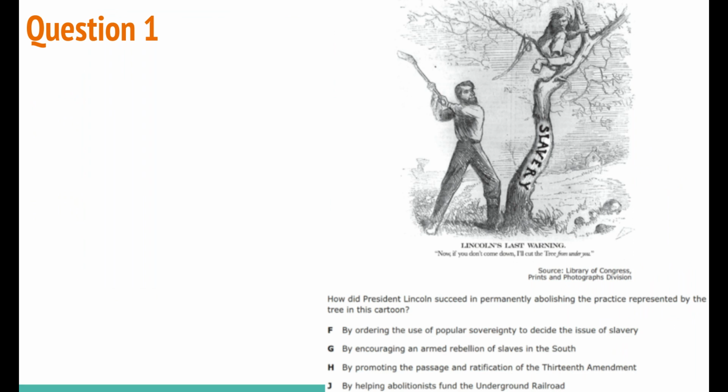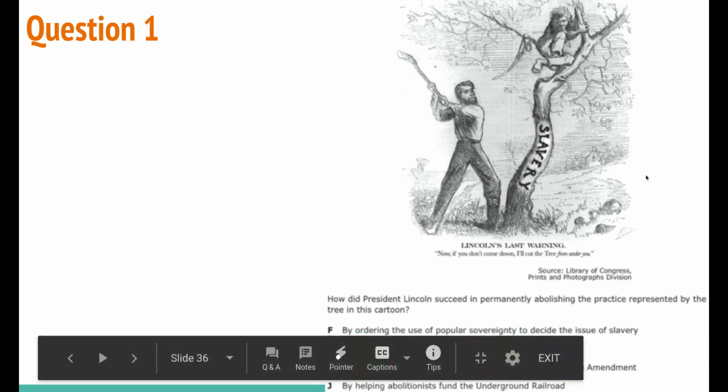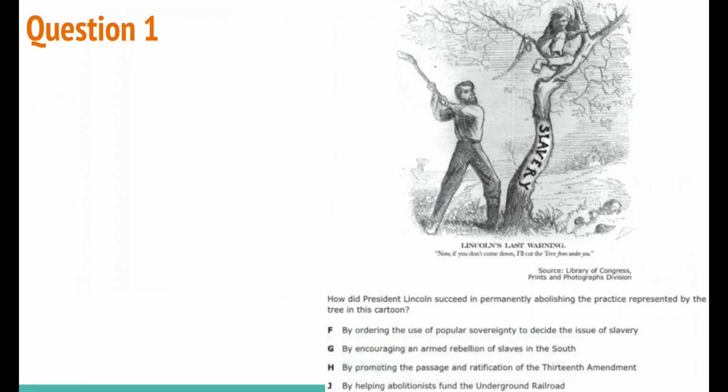What ends slavery? Is it F, by ordering the use of popular sovereignty to decide the issue of slavery? G, by encouraging an armed rebellion of slaves in the South? H, by promoting the passage and ratification of the 13th Amendment? Or J, by helping abolitionists fund the Underground Railroad? Oops, sorry. Didn't mean to make that pop up. Hopefully you're aware that it is H, the 13th Amendment.